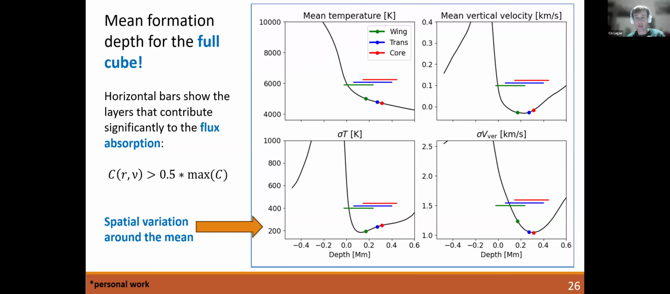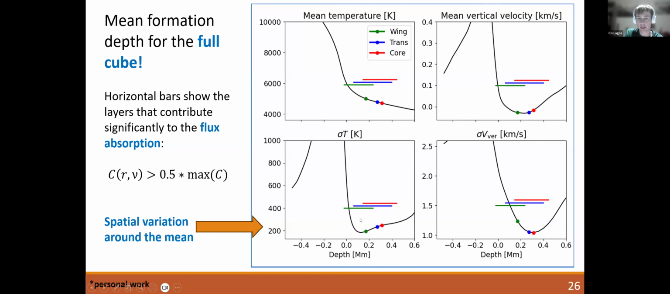And then I've put these on the mean temperature profile of our model, the vertical velocity profile, and the spatial variability around the mean, so jitter as well. So what we see is that, again, the core forms higher up than the wing. In temperature and vertical velocity, we see that they all form sort of at the minimum. This is just absolute vertical velocity, and this big peak is the peak of the convection zone below the surface. And at higher altitudes, the vertical velocity increases again. When we reach the chromosphere, everything becomes a bit more dynamic again.